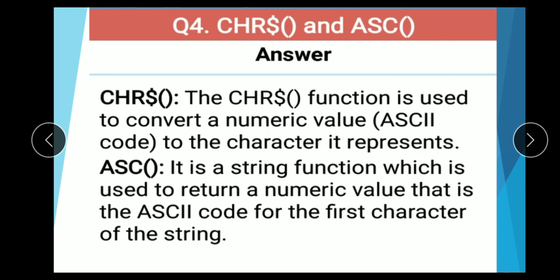Fourth, CHR function and ASC function. CHR function is used to convert a numeric value, means an ASCII code, to the character it represents. And ASC function is a string function which is used to return a numeric value, that is the ASCII code. Means CHR converts an ASCII code to a character, and ASC returns the ASCII code of a character.